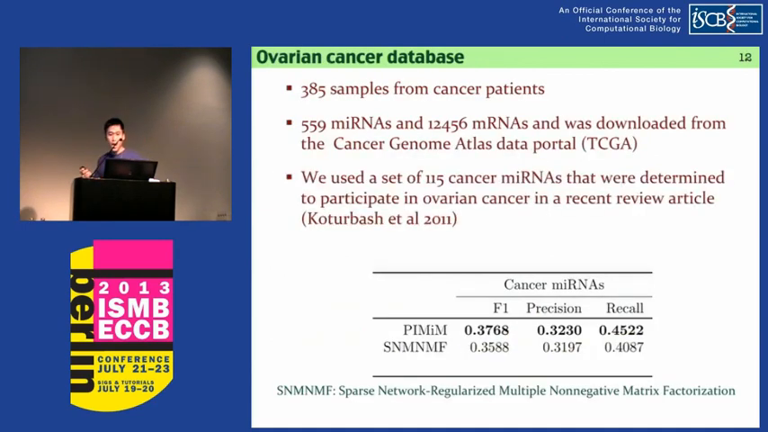Okay, so this is the evaluation. We use a data set of 385 samples of cancer patients. The first question we ask is, are the microRNAs that we think are active in this data set meaningful? So we use a data set of 115 cancer microRNAs that were determined to participate in ovarian cancer. We look at the precision and recall values. Precision is the number of true positives over the total number of microRNAs that we inferred, and recall is the number of true positives divided by the total, 115 in this case. In all of the F1, precision, and recall scores, we outperform the non-negative matrix method I mentioned previously.